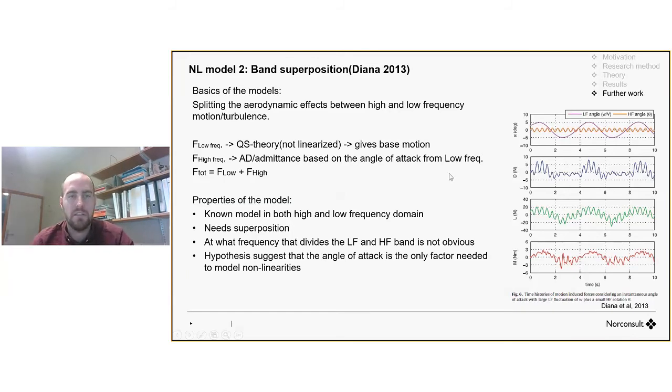This model is good because we know these are all known and valid theories, but it also has clear drawbacks. It's not easy to know what is supposed to be the low frequency and what is the high frequency band. And the hypothesis also suggests that the angle of attack is the only parameter that's important for the nonlinear system.